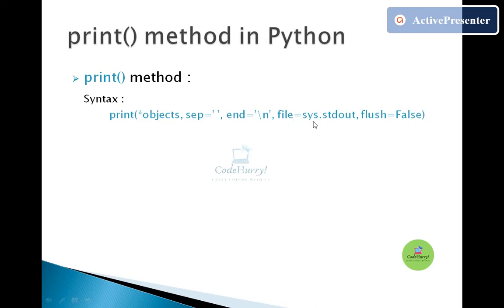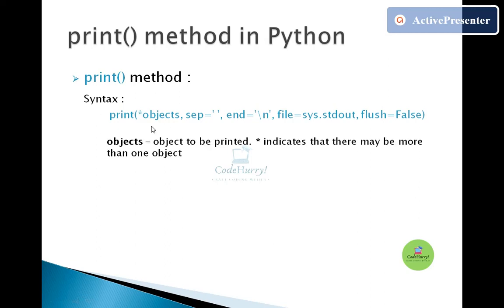File is equal to sys.stdout, that is system standard output. By default this file is set to standard output, that is your screen, and flush is equal to false. By default flush is set to false. So this is how the print syntax is. So what are these arguments? We'll see one by one.